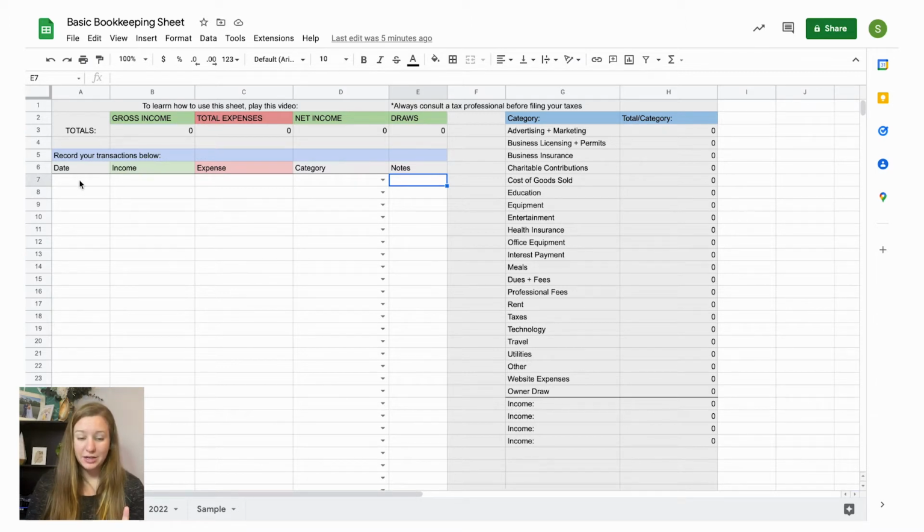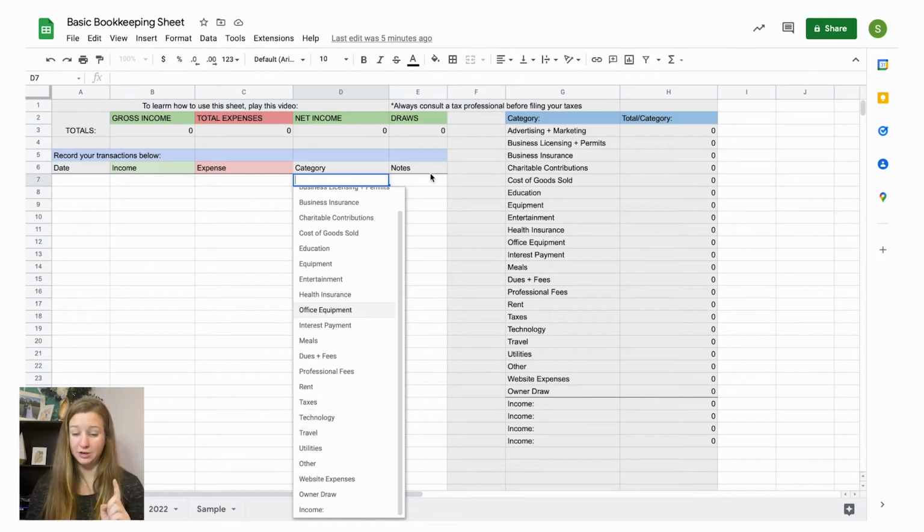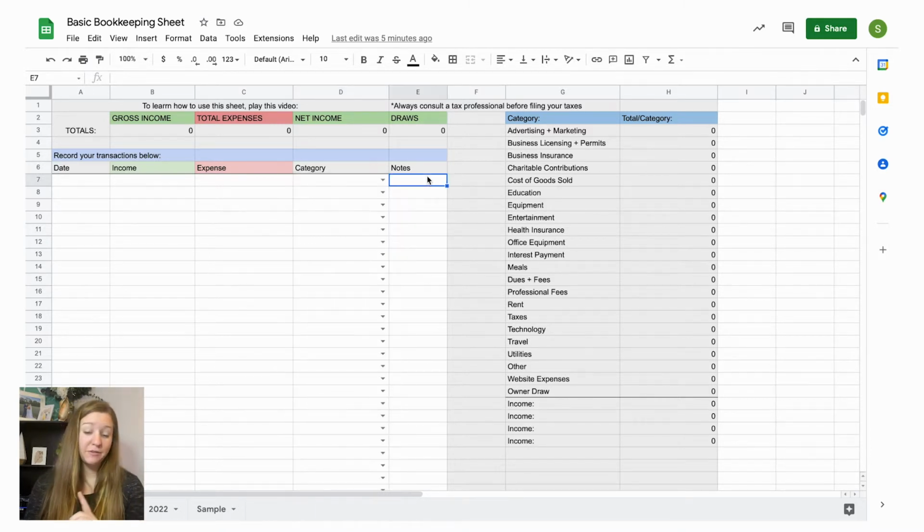So what you're going to do here is track your income and your expenses. You're going to categorize them. These are all the major categories that a CPA is going to want to see. So you're going to categorize your income and your expenses, and then you can leave any notes.